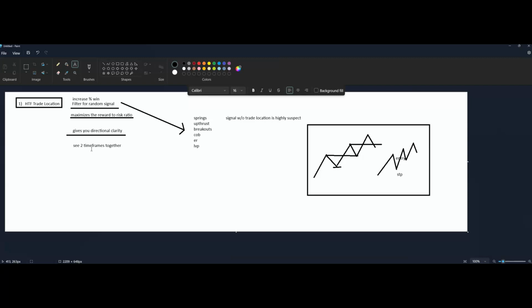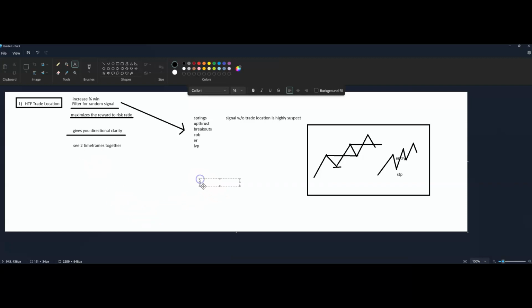And that directional clarity allows you to wait. It allows you to enter. It allows you to know where to enter. And it allows you to look for whatever you're looking for at the right spot. When you do that, you will increase your win rate and maximize your reward to risk ratio. So this is how important this concept is, but I don't think people realize it.